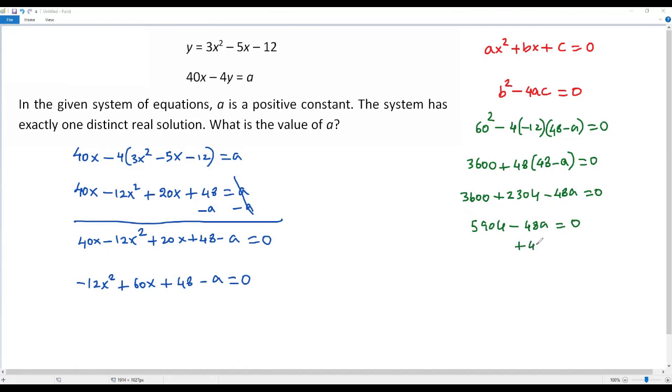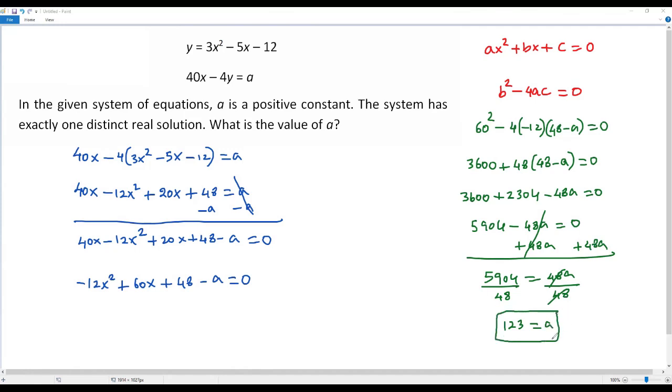Okay, now let me add 48a to both sides of the equation. Then the negative and positive values will cancel. Then I'm getting 5904 equals 48a. Let me divide both sides of the equation by 48. This 48 will cancel out. Now let me divide 5904 by 48. When I do so, I am getting 123 on the left side. Let me write it over here, 123. On the right side, we get a. Okay, here I got the value of the constant a, that is 123.